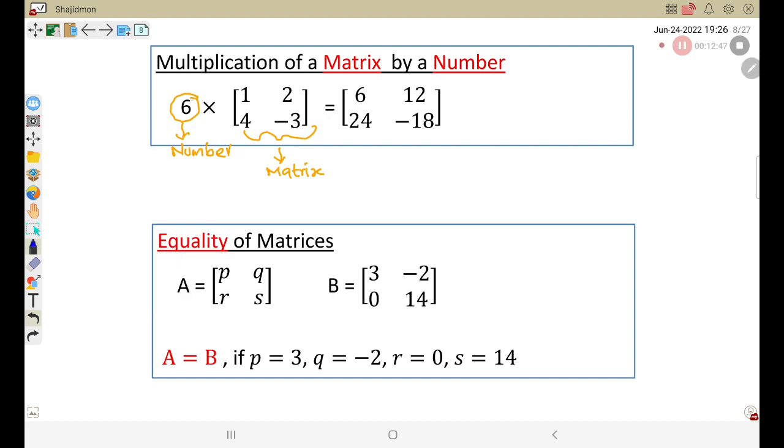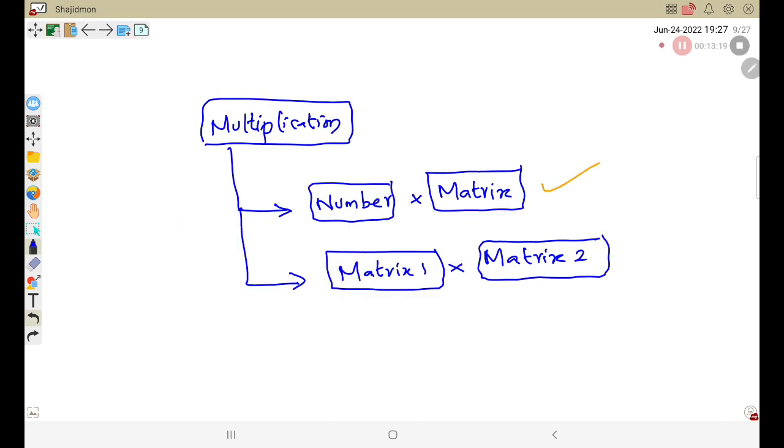So what we do is multiply this number with all the numbers in the matrix. First number multiply, second number multiply, third number multiply and fourth number multiply. For example, 6 multiply 1, that is 6. 6 multiply 2, that is 12. 6 multiply 4, 24. 6 multiply minus 3, minus 18. So this is the operation, multiplication of a matrix by a number. Multiplication of two matrices we will discuss after.